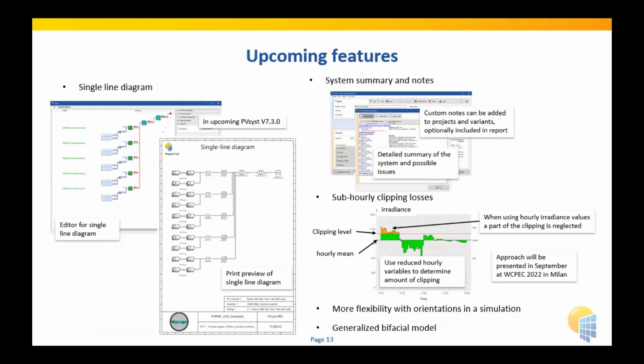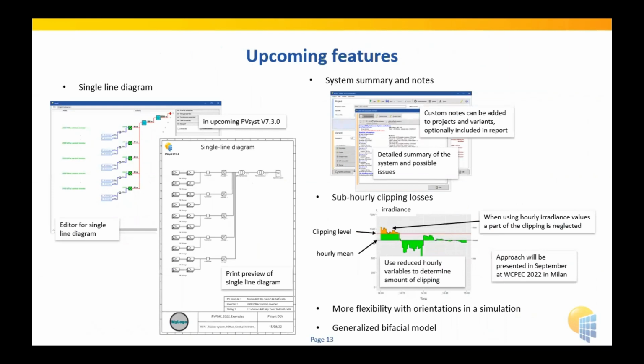So finally, the upcoming features. For the next version 7.3.0, which will be published in a couple of weeks, we think, there is, first of all, the single line diagram, which will be available. This gives you the possibility to visualize and see that the definitions you made in PVSyst correspond more or less to the system that you want to simulate. In the beginning, the single line diagram is mostly meant for visualization, so that you see what you defined in the system of PVSyst.